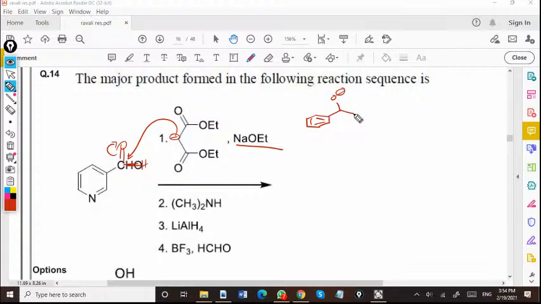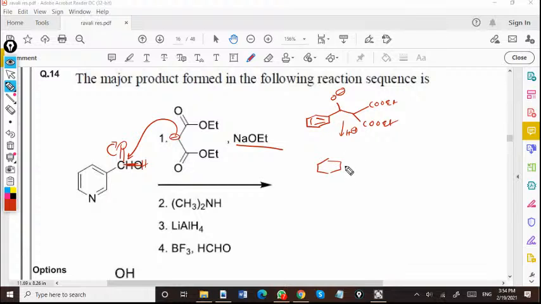O minus and COOEt and COOEt. So here it is hydrogen. If I write it or I don't write it, it will be the same. Next, it will abstract the H plus from the system, which is liberated. So that will be acquired.